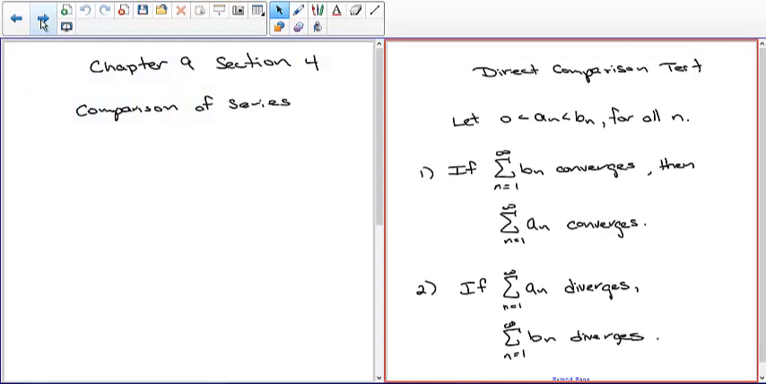So here are the tests. It says for the direct comparison test that you look at two different series, a series A sub n and a series B sub n. And what it's saying is that if B sub n converges and A sub n is always less than B sub n, then A sub n has to converge. Likewise, if A sub n diverges, then B sub n diverges because of the relative size.